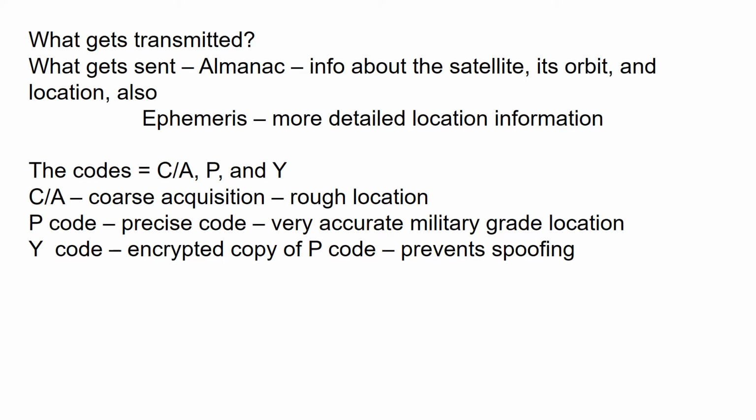And Y is the encrypted code, which is just a copy of the P code that you can't hack. And so if the Y code is different than the P code, you know somebody's jacking with the signal, and that's called spoofing.